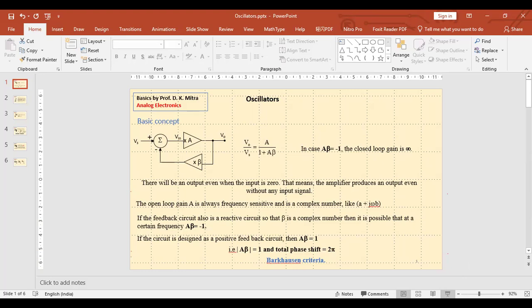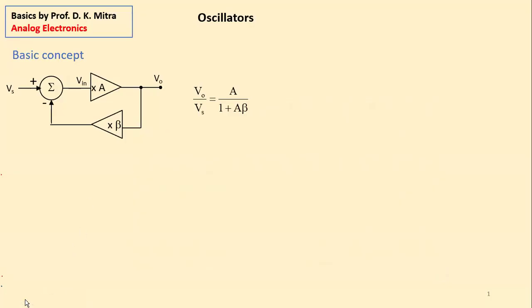For that, we come to the basic concept of a feedback circuit. You remember this is the basic concept of a feedback circuit. And this circuit, which I am showing to you, is actually a negative feedback circuit because the signal which is fed back is subtracted. It is at the negative input of the summing amplifier, and the signal is at the positive input. So it is a negative feedback circuit.